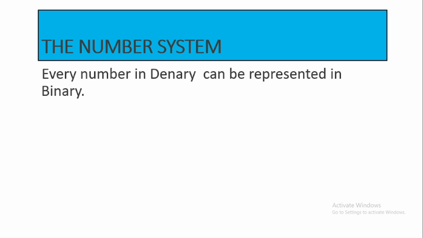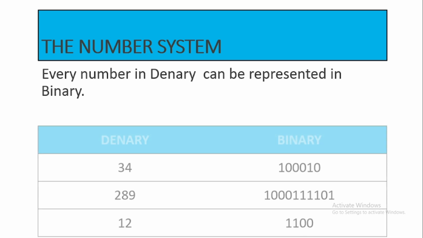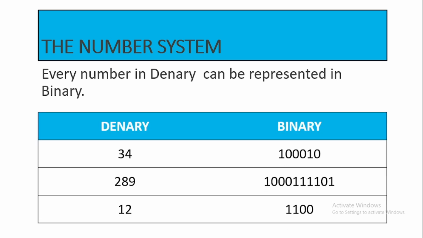So every number in decimal can be represented in binary. Every number that we can actually write in decimal, or base 10, we can represent the same number in binary. So as we have 34 in decimal numbers, we have 34 as what?